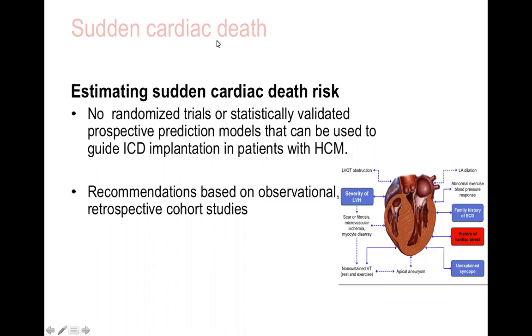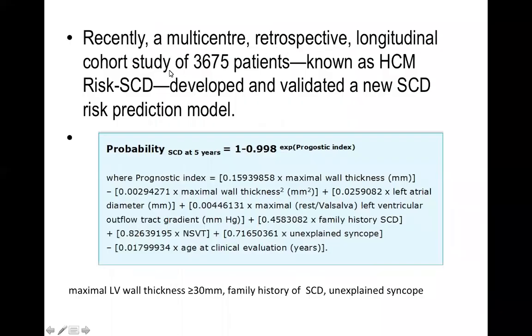Recently, a multi-center retrospective longitudinal cohort study of around 3,000 patients, known as the HCM Risk-SCD, developed and validated a new score. The probability of sudden cardiac death at 5 years is 1 minus 0.998 raised to the prognostic index. The prognostic index is a long equation, but we have to remember the maximal wall thickness, family history of sudden cardiac death, and unexplained syncope.